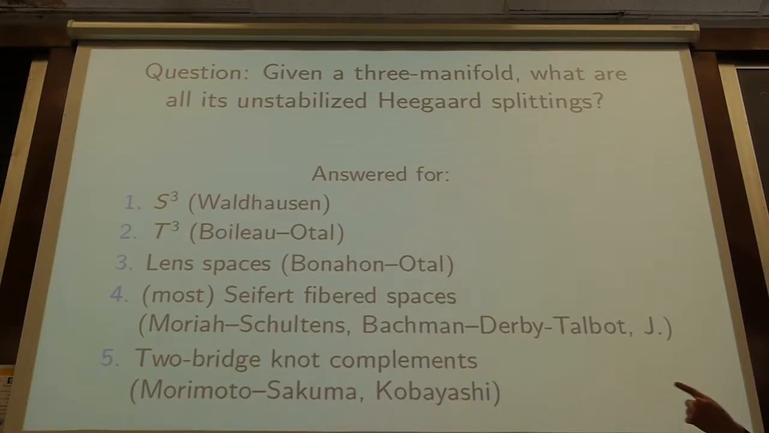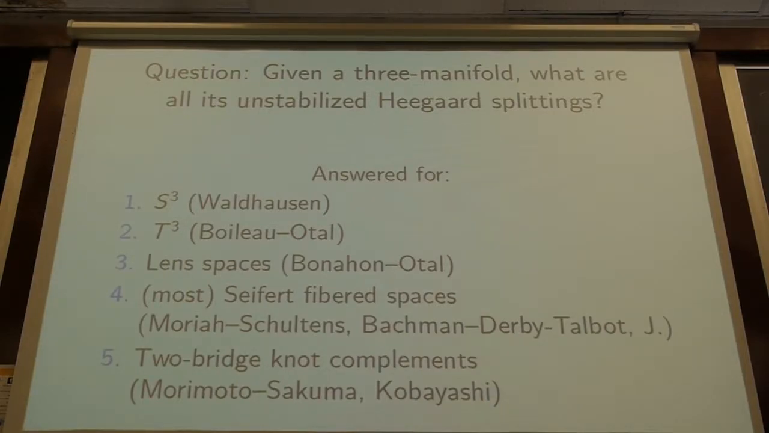So Morimoto and Sakuma showed that those 6 tunnels that I mentioned, the 2 that I showed you and the 4 additional ones, are all distinct for sufficiently complicated braids. And then Tsuyoshi Kobayashi showed that there aren't any other Heegaard splittings. So those two-bridge knot complements are the only hyperbolic three-manifolds on this list. Everything else is a hyperfibered space.